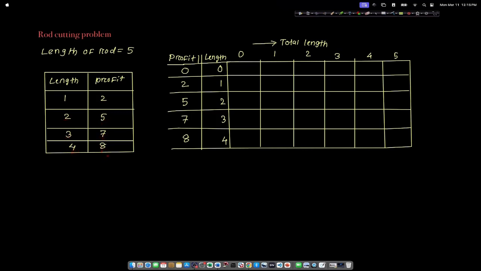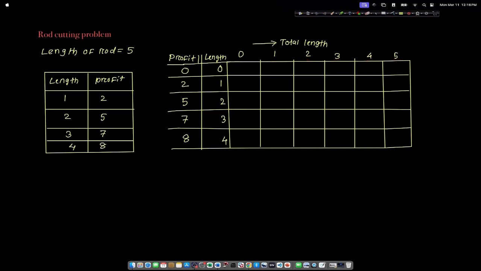To solve this using the dynamic approach, we will create a table as given here. In the table we will have columns 0, 1, 2, 3, 4 and 5, where 5 is the total length of the rod. And we assume that we will cut it into single units, then lengths of 2 units, 3 units, 4 units, and 5 units.